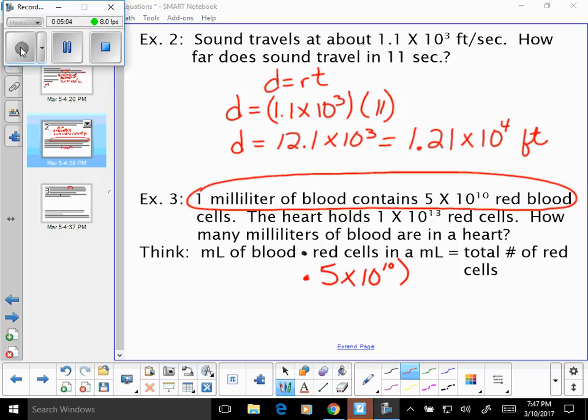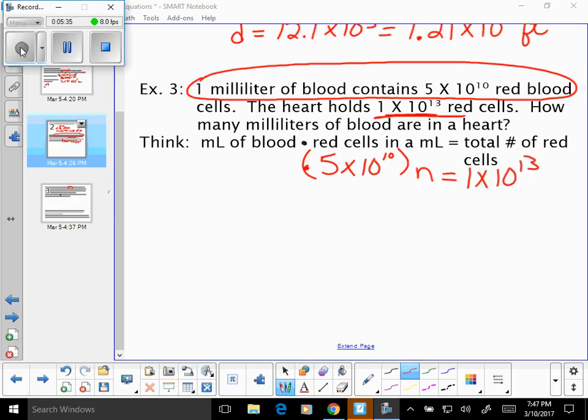And quite often we do put these in parentheses rather than using multiplication signs. Now, we are trying to find out how many milliliters of blood we have. We don't know that, so that is our N. We want the total number of red cells, and that's right here, that we have 1 times 10 to the 13th red cells in the heart.